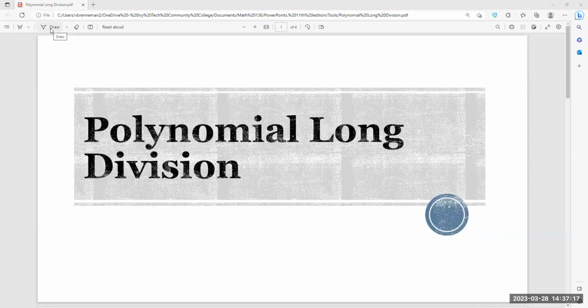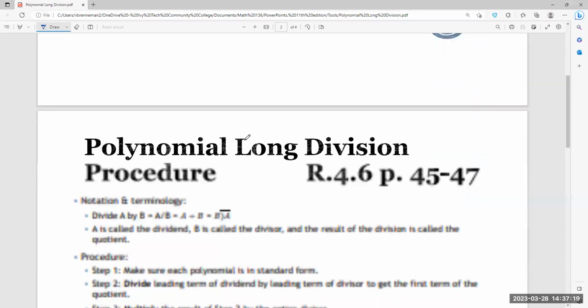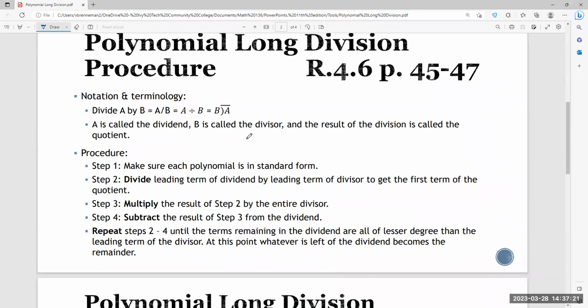Let's talk about polynomial long division. First, some vocabulary. When you're dividing a by b, that can be written as a divided by b with the forward slash, or a divided by b with the division symbol, or when we're using long division, it's b divided into a with that long division symbol.